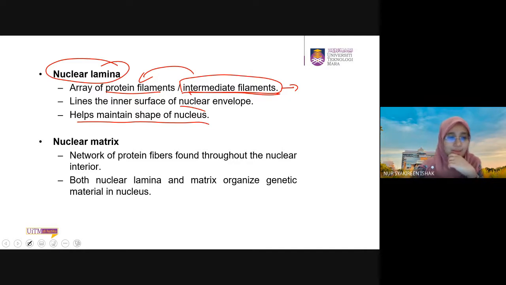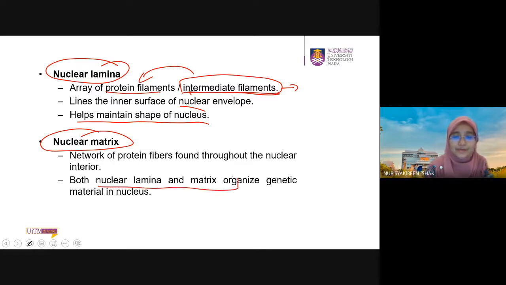And then you have the nuclear matrix. The nuclear matrix is a network of protein fibers found throughout the nuclear interior. Both the nuclear lamina and the matrix organize the genetic material in the nucleus. So the function of these two components is to organize the genetic material in the nucleus. The nuclear matrix is like the cytoplasm inside the nucleus.